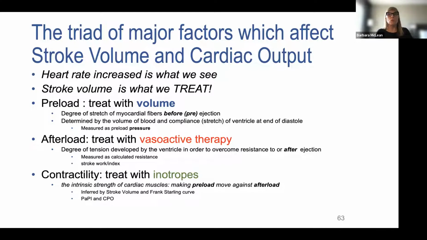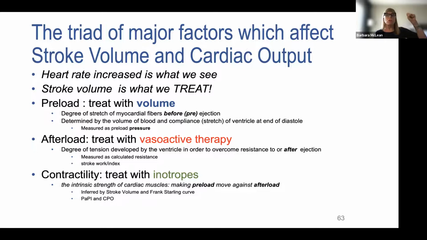Afterload, we treat with vasoactive therapy. We either vasoconstrict or we vasodilate. But really, really important to understand that afterload is actually about the degree of tension or work that the ventricle must generate to move blood out into the artery. Now, we measure afterload in the artery. We talk about it as systemic vascular resistance or peripheral vascular resistance for left ventricular afterload, and pulmonary resistance for right ventricular afterload. The more resistant the artery, the harder the heart has to work.